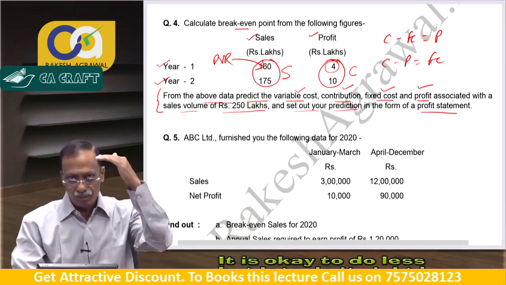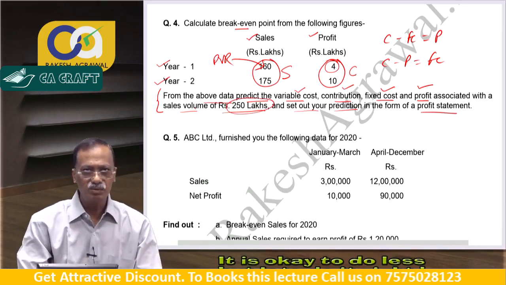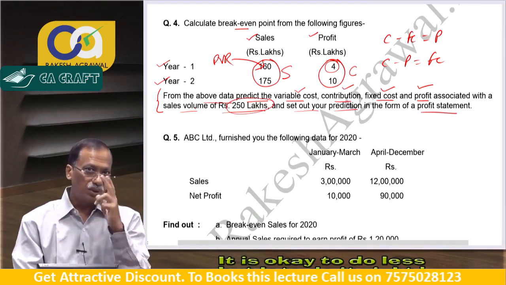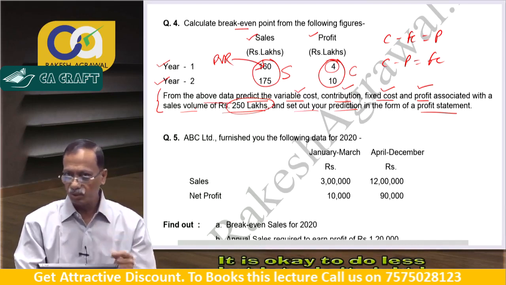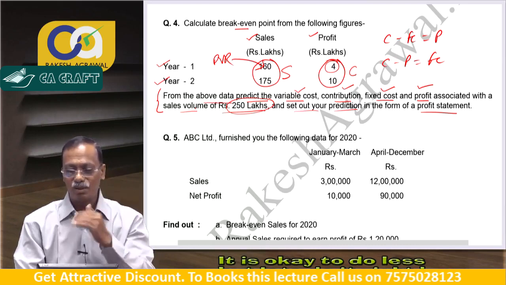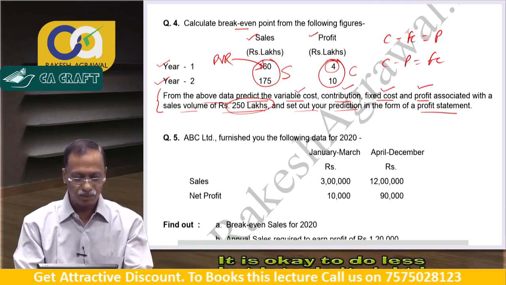So what we'll do, we'll prepare a profitability statement. We'll start with sales, 250 lakhs. Now you know that PV ratio and variable cost ratio are complementary to each other. Our PV ratio, if I remember, was 40%, so your variable cost ratio will be 60% of sales. So we'll write sales, take variable cost, get contribution, fixed cost will remain the same, and you'll get the answer. So write it down.